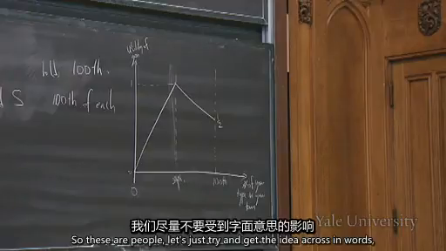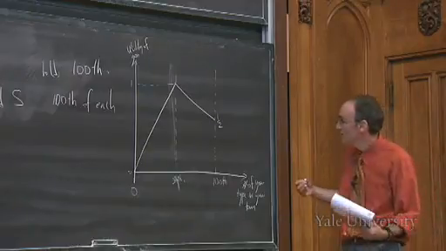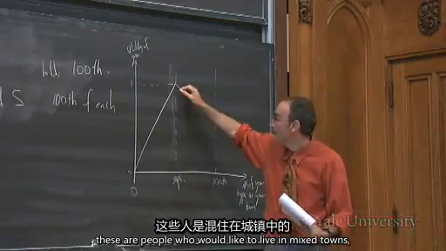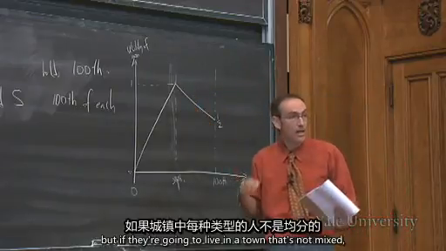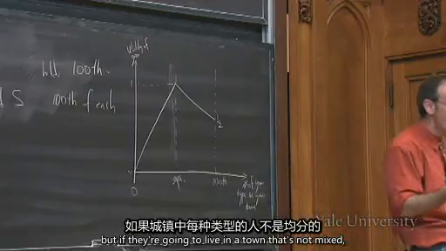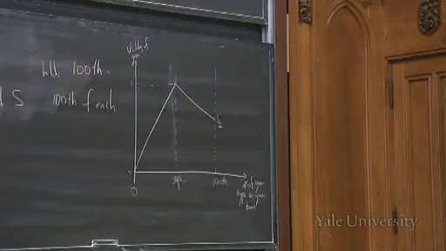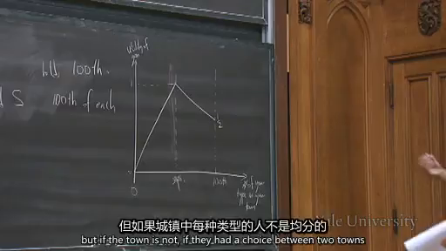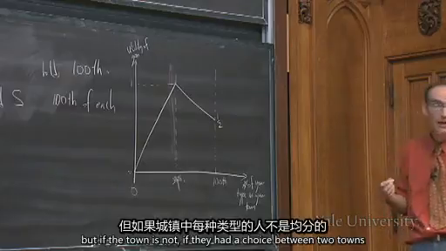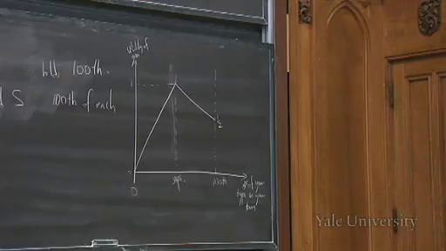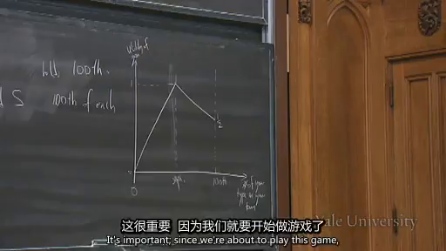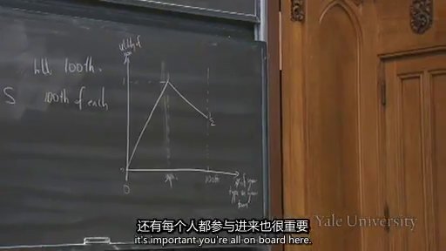All right, let's try and get the idea across in words. These are people who would like to live in mixed towns, but if they're going to live in a town that's not mixed, they'd rather live in a town in which they're the majority. If they have a choice between two towns, and the towns are not evenly mixed, then they prefer the town in which they're the majority. Everyone understand this? Since we're about to play this game, it's important you're all on board here.